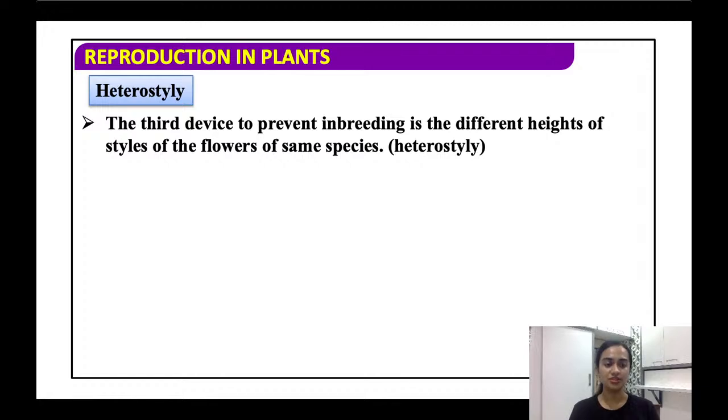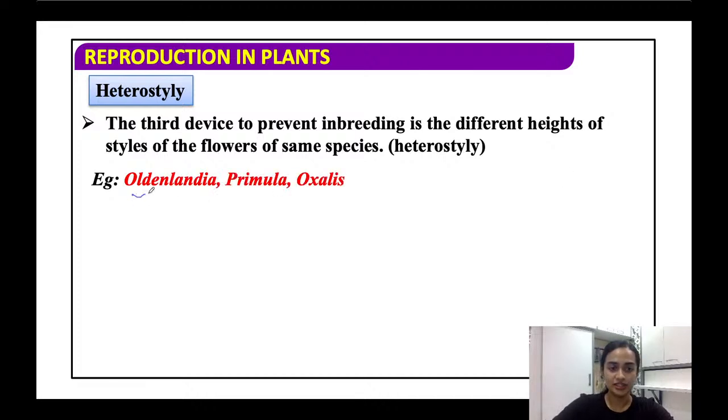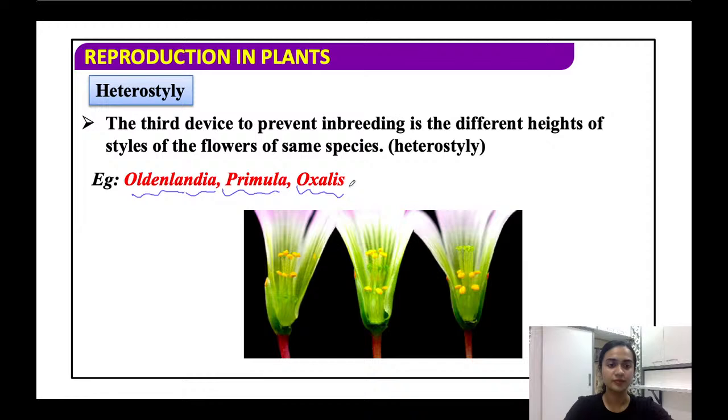So here the stigma and the anther are at different heights. Once there is a difference in heights, it is very difficult for pollen to move from one height to another. Examples are Oldenlandia, primula, oxalis. All right. See here, you can clearly see the difference in heights. These are the anthers and this is the stigma. Because of the difference in height, it cannot move.